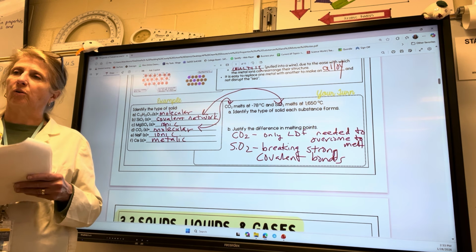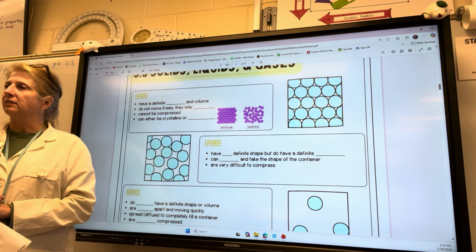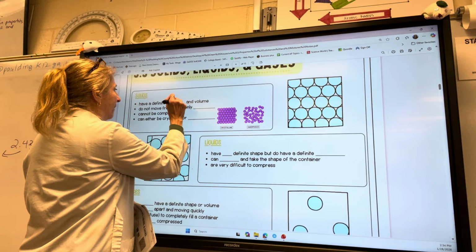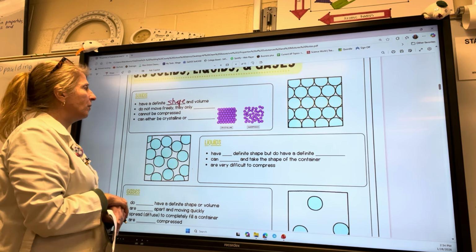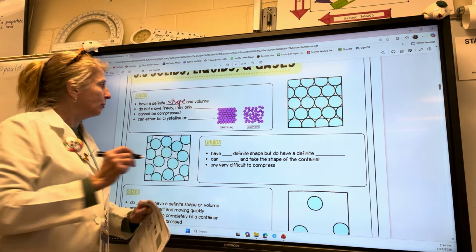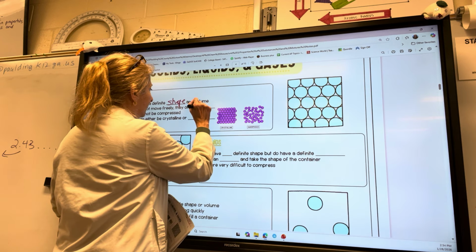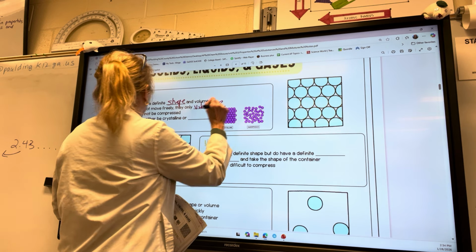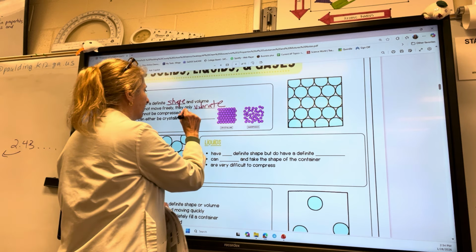Okay, number 3. We've already learned this. You learned this in physical science, solids, liquids, and gases in 8th grade. Solids have a definite what? Starts with the S, shape, and volume. They do not move freely, they only, starts with a V, vibrate. Can either be crystalline with a shape or what's no shape called? Amorphous.